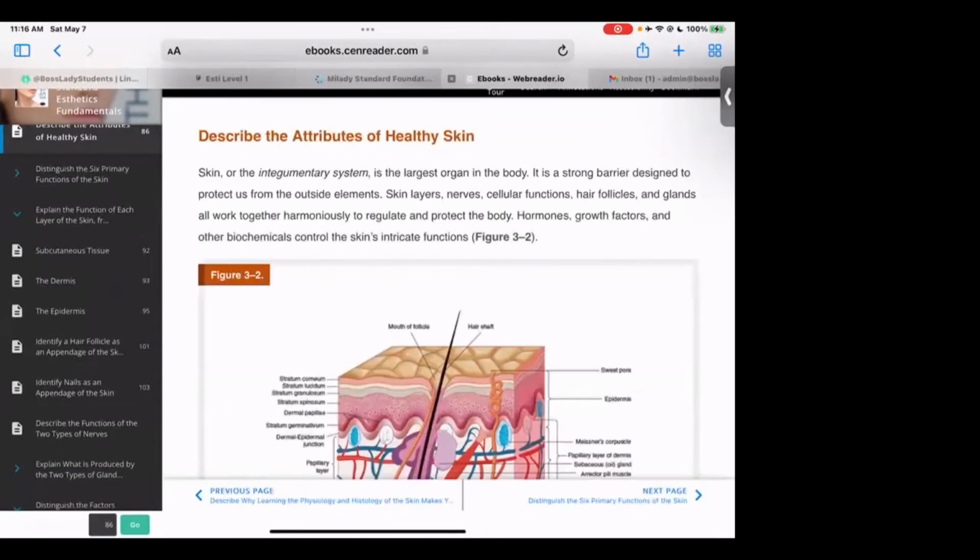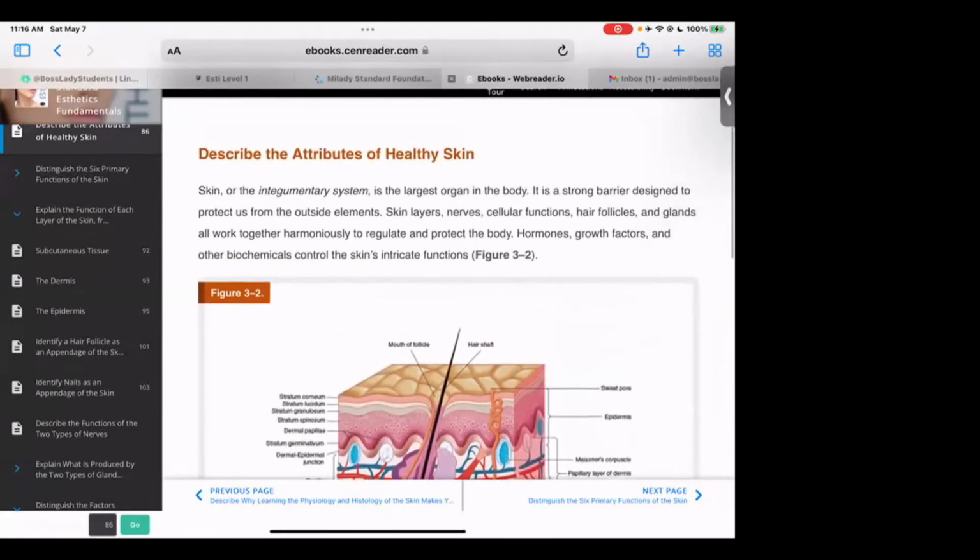So I'm not going to spend too much time on describing the attributes of healthy skin because I want to get to the 6 functions and the layers of each function. But just as a quick recap, the skin or the integumentary system is the largest organ in the body. It is a strong barrier designed to protect us from the outside elements. The skin's layers, nerves, cellular functions, hair follicles, and glands all work together harmoniously to regulate and protect the body. Hormones, growth factors, and other biochemicals control the skin's intricate functions.